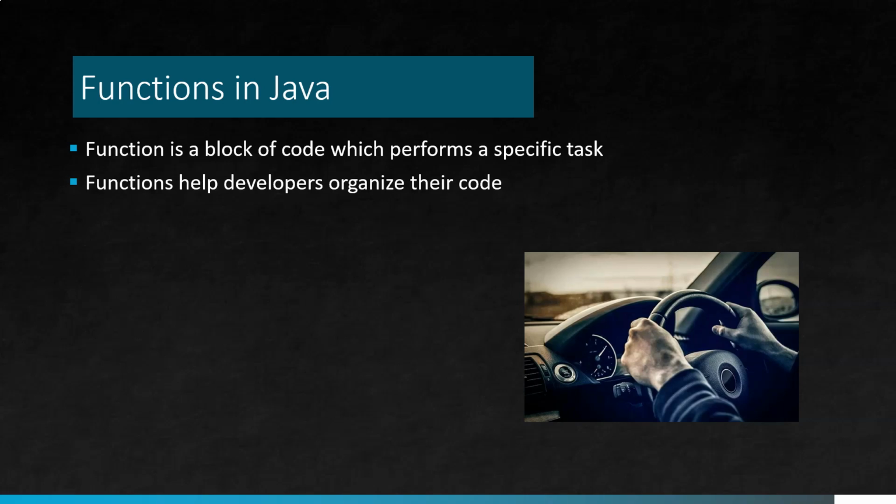For example, take any application. Every application has a login page. Now, the login page has different tasks, like you enter the username, the password, and then you click on login. It takes you to the home page. All of these tasks can be formed into a single function, which is called the login function. Then you can make it reusable and use it anywhere in your code where you want to call this login function.